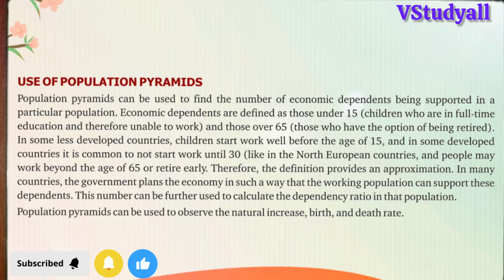In many countries, the government plans the economy in such a way that the working population can support these dependents. This number can be further used to calculate the dependency ratio in that population. Population pyramids can be used to observe the natural increase, birth and death rate.